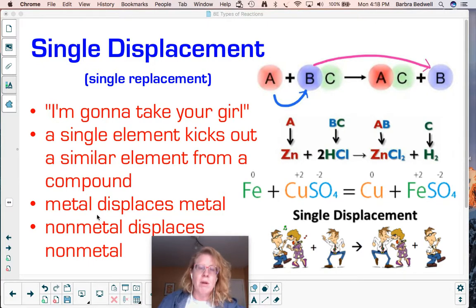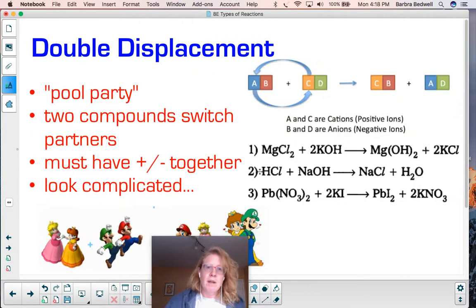Typically in Chem 1, we reserve it to these metal displacing metal types of reactions, where one metal, iron, is kicking out a second metal, copper, and taking in its girl, or taking its anion, so to speak, and moving on from there. All right.